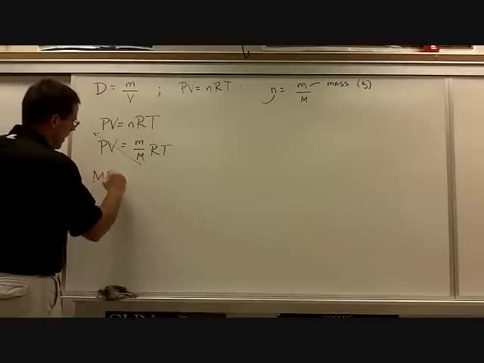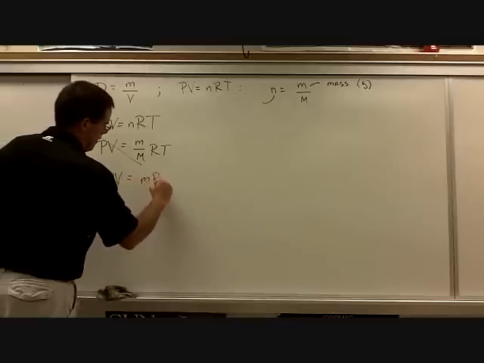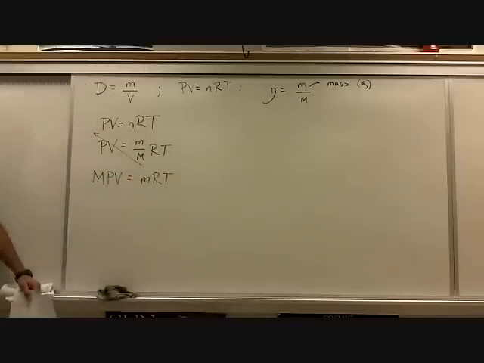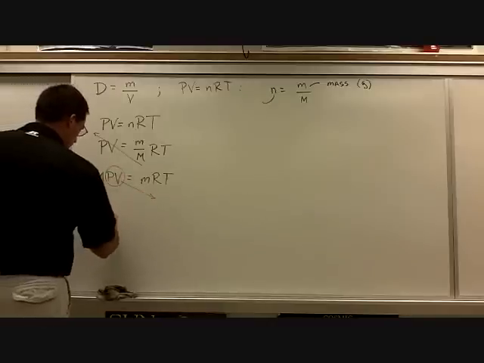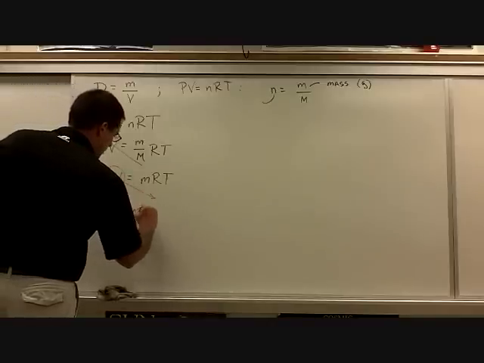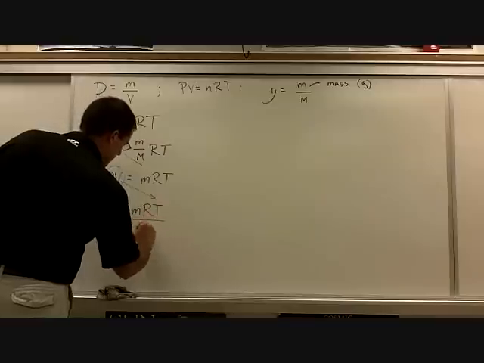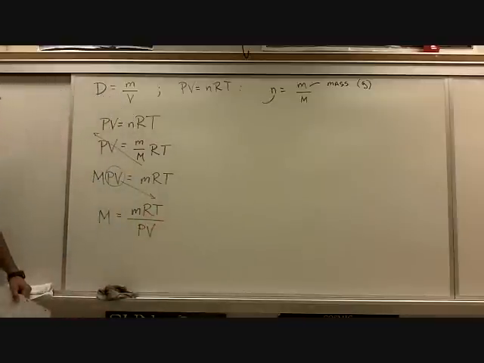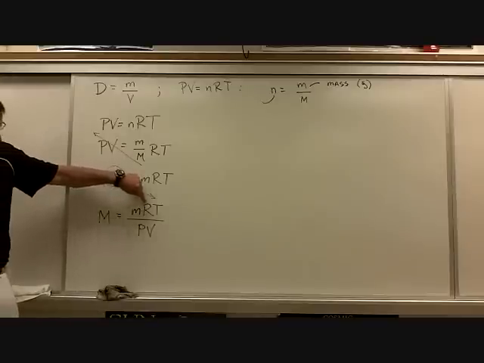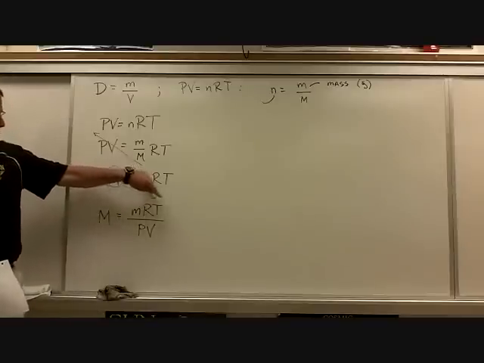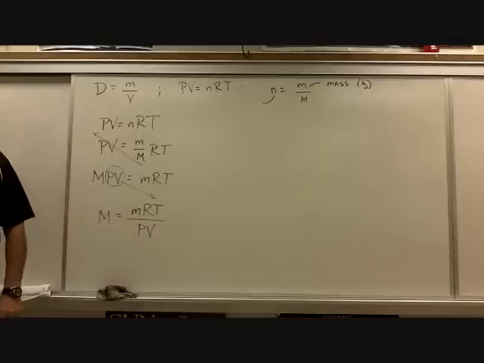So now I've got this equation. I need to get molar mass all by itself. So now take PV and slide it over. Now what I have is molar mass is equal to the mass times the ideal gas constant R times temperature divided by pressure and volume. Whew. That's messy.